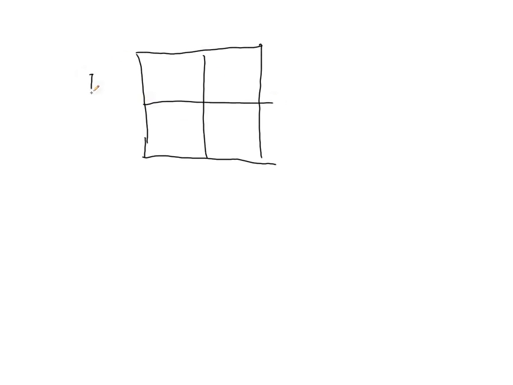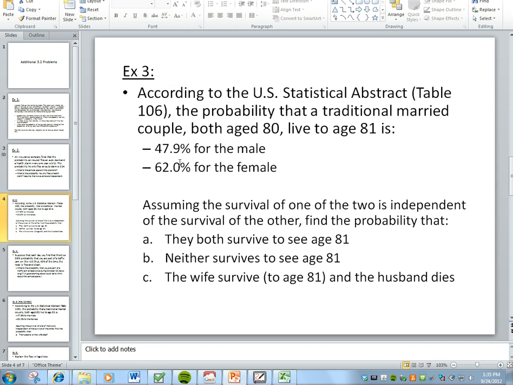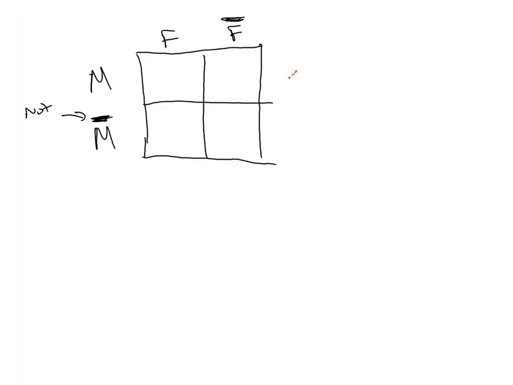So let me represent M to say male survives, and M with a bar over the top to say that the male does not survive. So this is a sign that means not, or does not. So it's not in the survival set. And similarly, I'll do the same thing for female. Well, we know that the probability that a male survives is 0.479. So I'm going to put 0.479 over here, and I know that this all has to add up to 1.